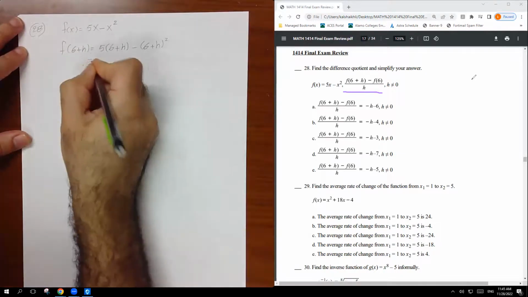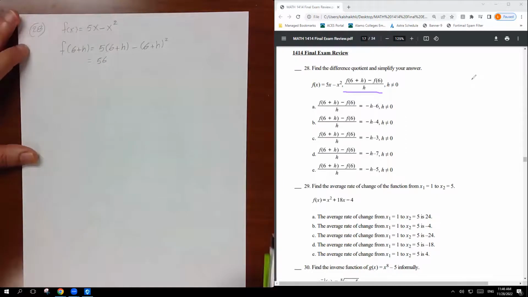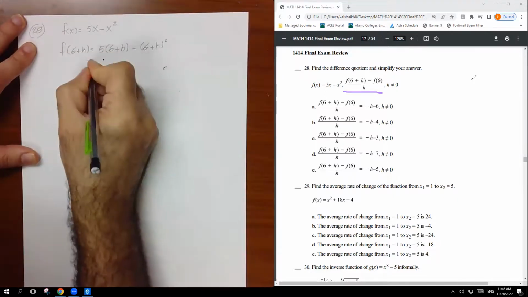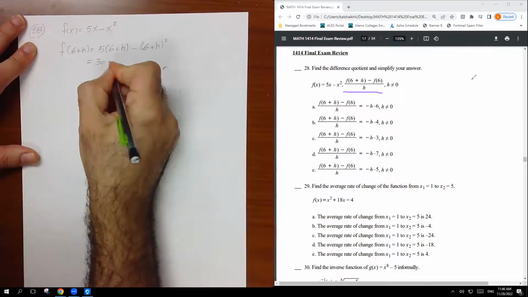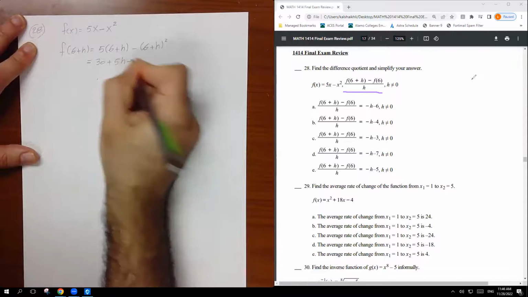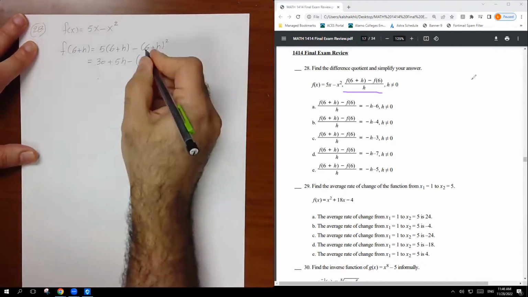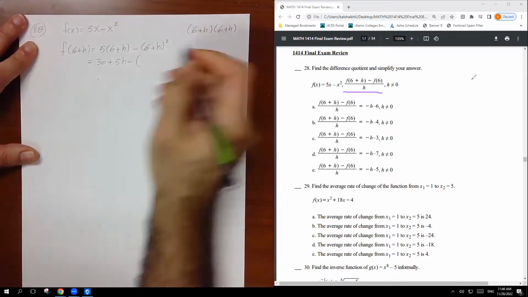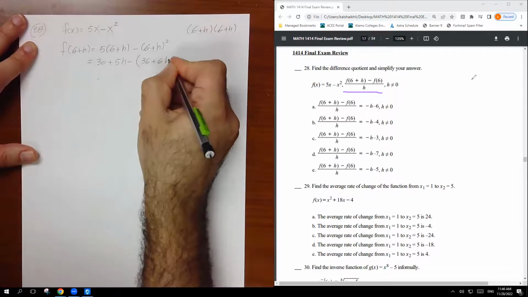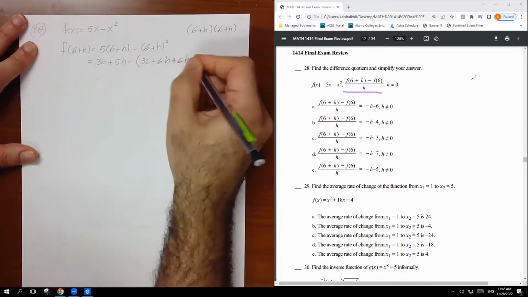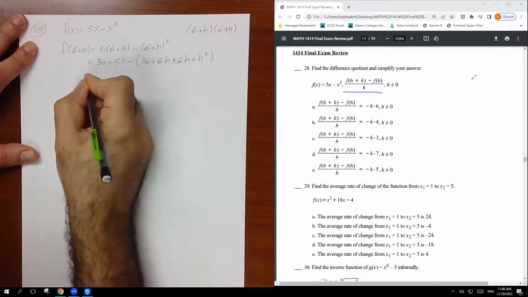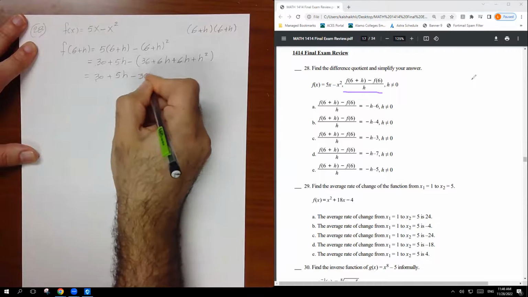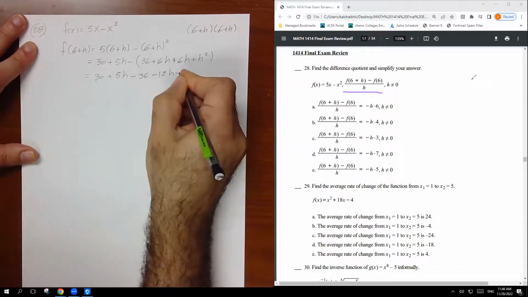Let's simplify this one. So it's going to be 5 times 6, which is 30, plus 5 times h, so 5h, minus (6 plus h) times (6 plus h). So it's going to be 36 plus 6h plus 6h plus h squared. Then combine the like terms and distribute the negative sign. So it's going to be 30 plus 5h minus 36 minus 12h minus h squared.